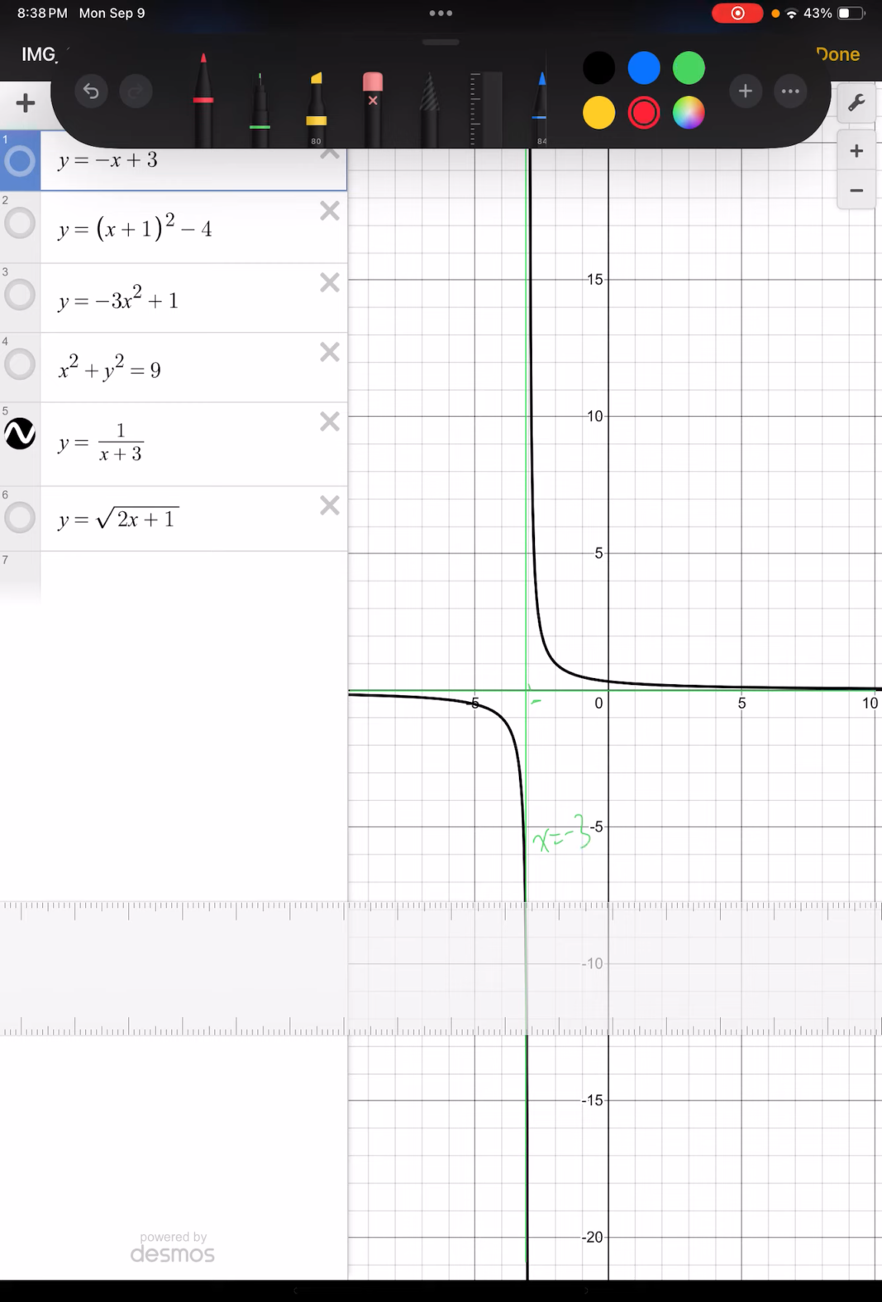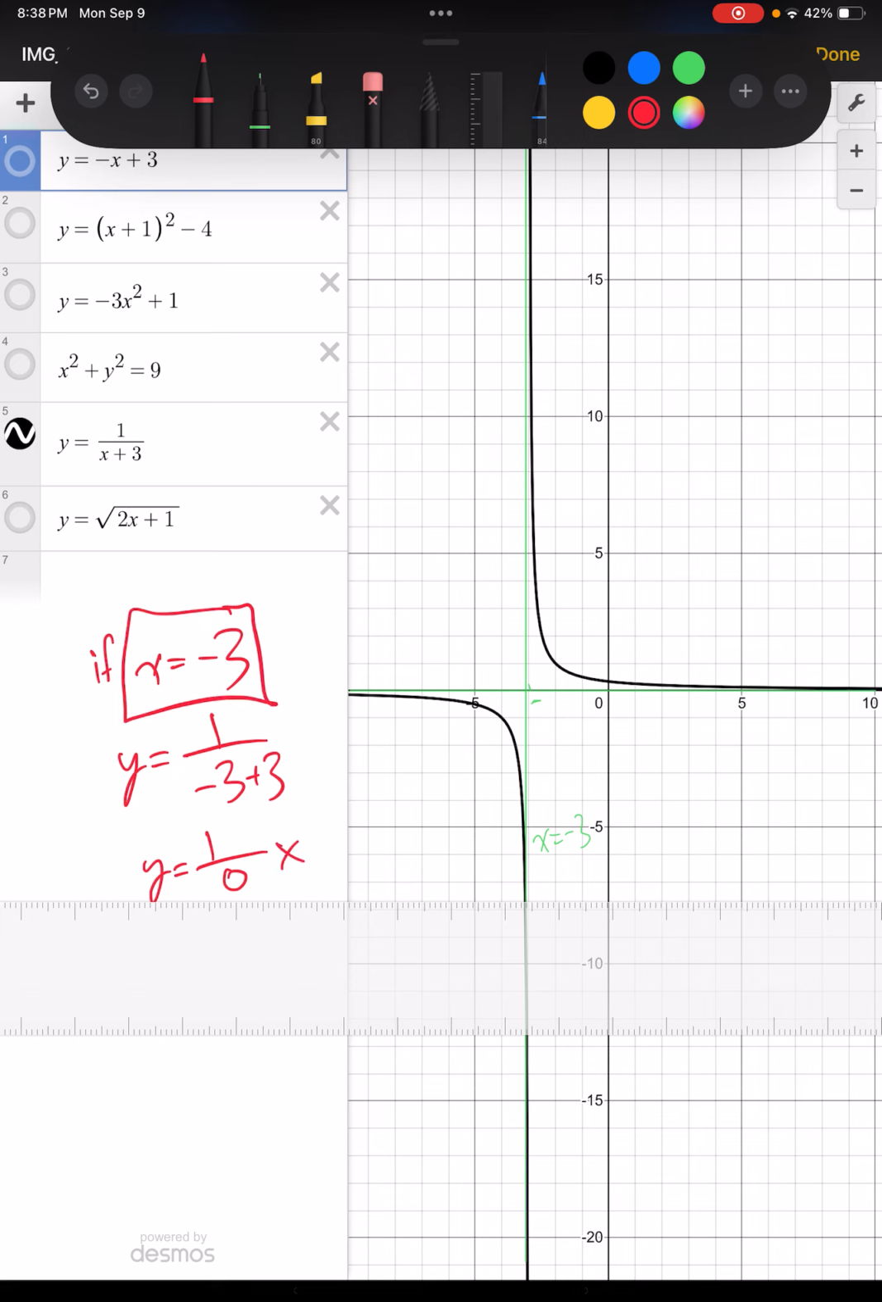Let's look at this algebraically and see why. If x equals negative 3, then y equals 1 over negative 3 plus 3. What's that equal to? y is equal to 1 over, that becomes 0. Can this be the case? No, so x can never equal negative 3. But it can equal any other number. Think about it. Can it equal any other number other than negative 3? Yes, it can. There's no restriction on it.